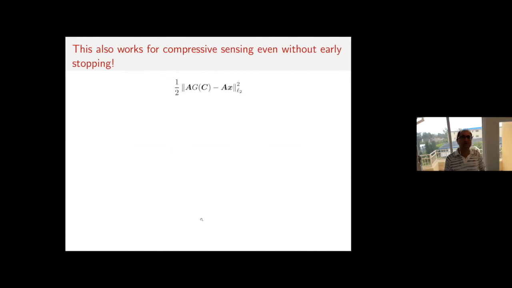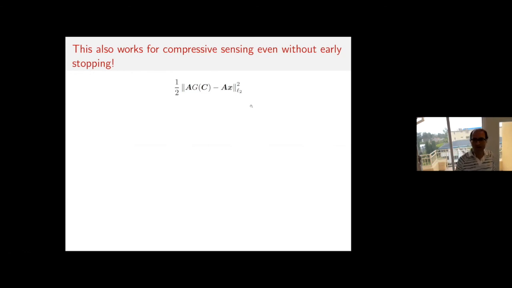It turns out that this also works in compressed sensing. It's a little bit more complicated, but essentially it's a similar story. Now, if you want to use a network in an inverse problem, it turns out you can basically do the same thing.